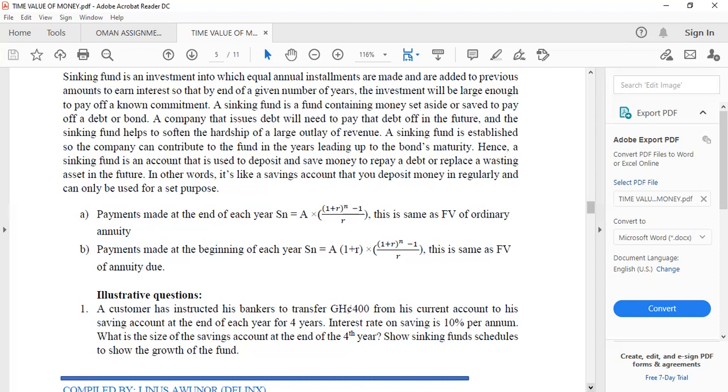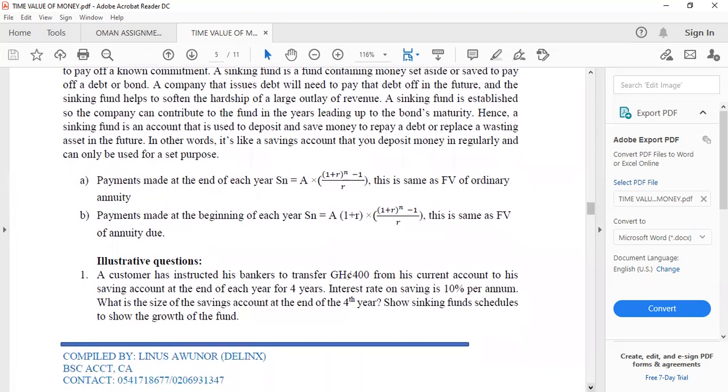So let's look at this first question. A customer has instructed his bank to transfer 400 cedis from his bank account to his savings account at the end of each year for 4 years. Interest rate is 10% per annum. What is the size of the savings account at the end of the 4th year? Show sinking fund schedules to show the growth of the fund.